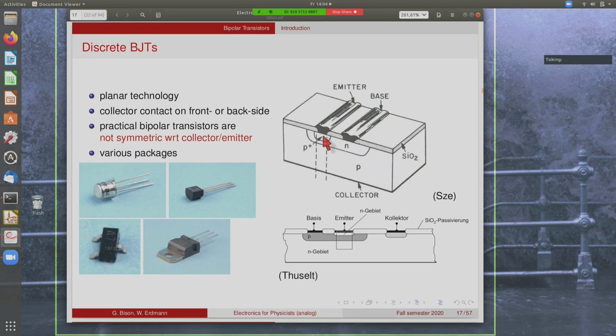So you have the emitter, which emits the holes. In this case, they go through the N-doped base then into the P region.